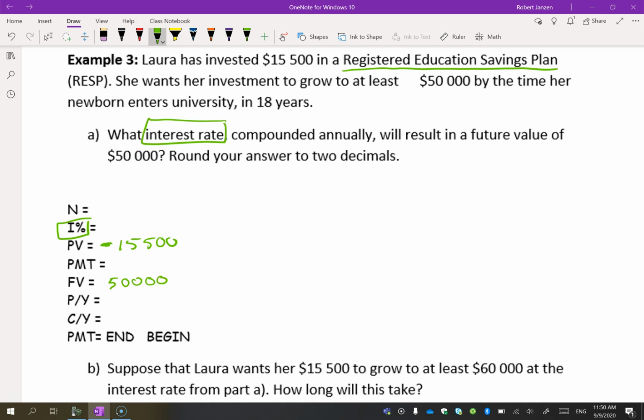Now it says it's going to be compounded annually, so this is 1. And I will be making no further payments. So this one is always connected. Now what is N? Well, she's going to be doing this for 18 years, making 1 payment per year. That 1 payment is just reinvesting the amount. So if I put this in my TVM solver, alpha solve, I end up with 6.72%. So what interest rate will result? 6.72% is needed.